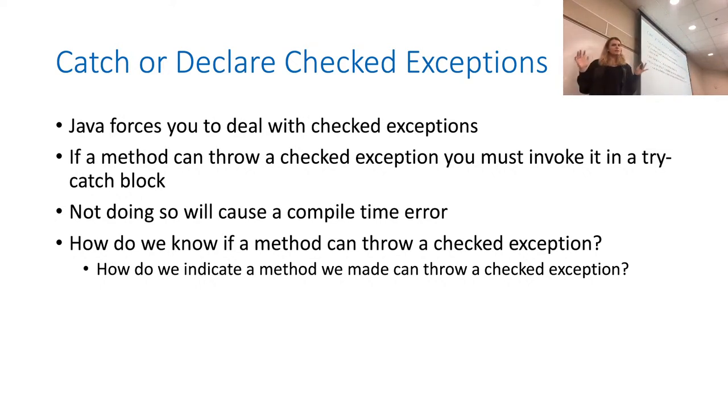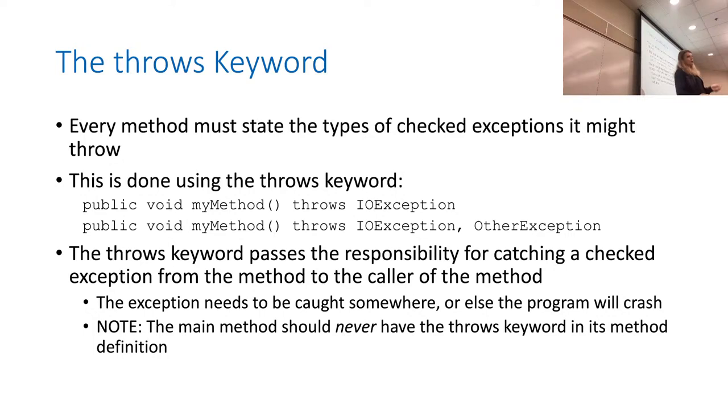So with that kind of being established, how do we know if a method can even throw a checked exception? How do we indicate a method we made can throw a checked exception? So how now? The answer, the throws keyword. And yes, that does mean Java has two separate keywords, throw and throws. Love that for us, but the English subtlety actually does work here. For once, I don't hate this naming convention.